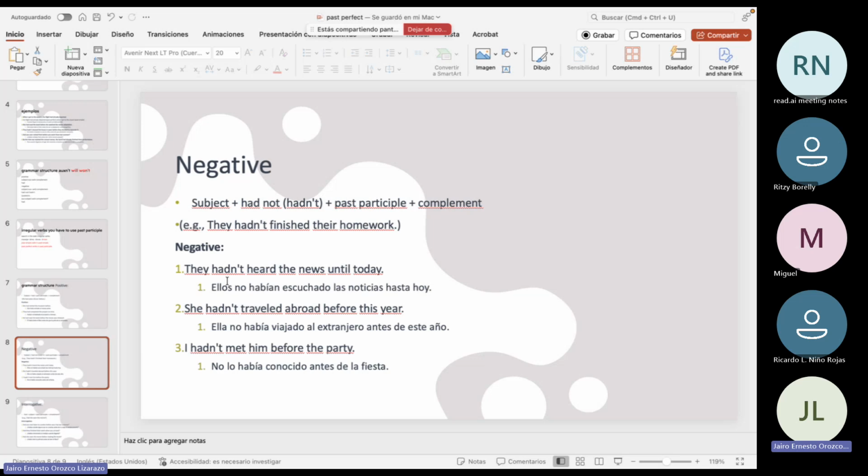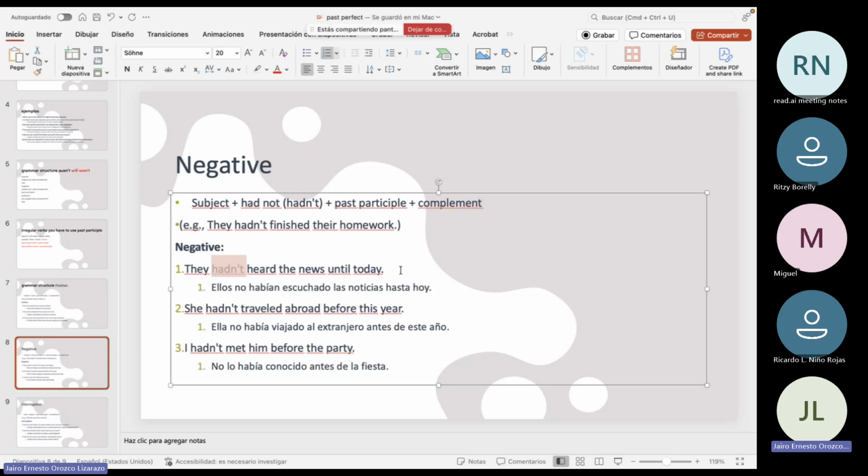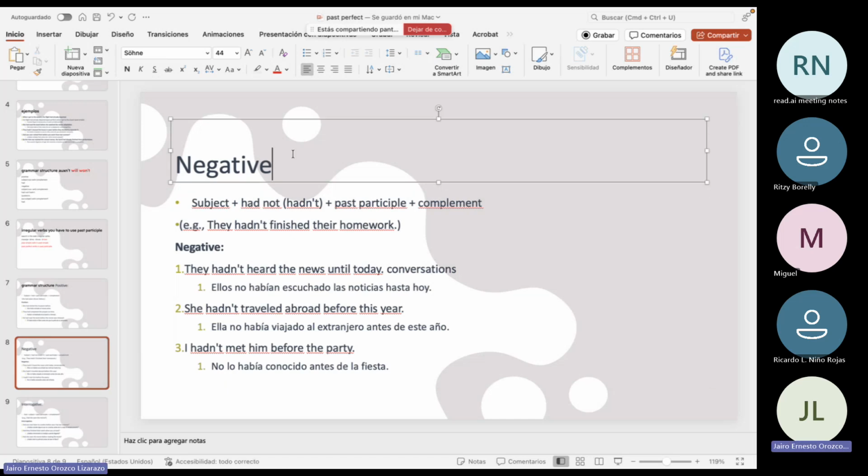In negative, they hadn't heard the news until today, or they had not heard the news until today. The contractions are very common in conversations. Okay, the contractions. The whole form, had not, is the most common in writing, right? She hadn't traveled abroad before this year. Ella no había viajado al extranjero antes de este año. I hadn't met him before the party. No lo había conocido antes de la fiesta.